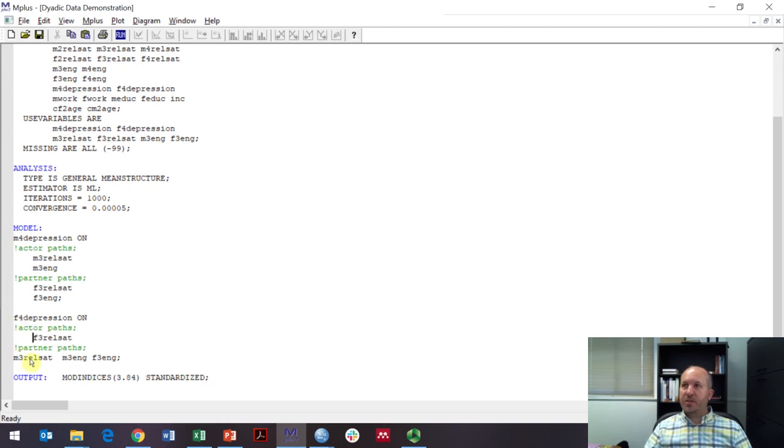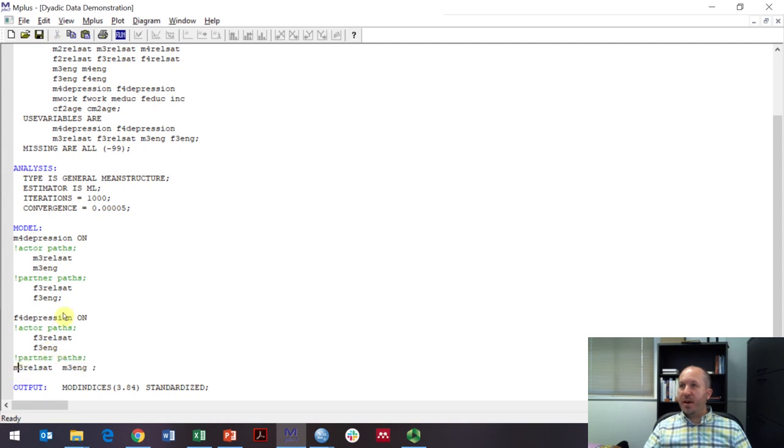This is an actor path, so it's fathers to fathers, satisfaction to depression, and it's the same first one up here, mothers to mothers. And then next is going to be father's engagement. So I'll pull that one up here, put it on its own line, so that way we have an actor path, father to father, engagement to depression, and it matches here, so it's in the same order.